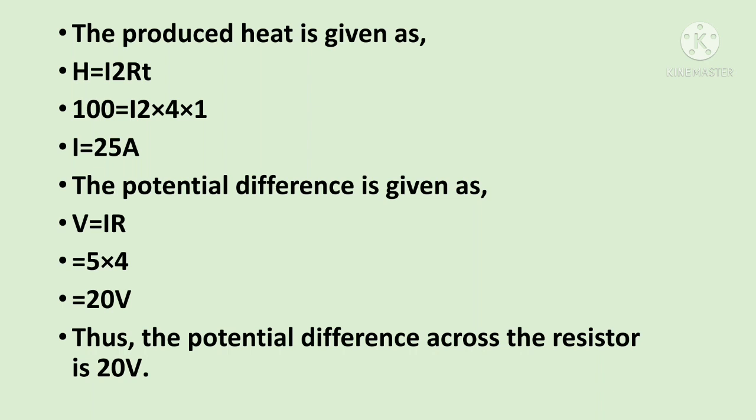So 100 divided by 4, that is 25. Then I square is equal to 25, then I is equal to 5 ampere. The potential difference is given as V is equal to I into R. So now you have to calculate V using the data. V is equal to I into R, and you already found I is equal to 5 ampere. 5 into 4 is equal to 20 volt. Therefore the potential difference across the resistor is 20 volt.